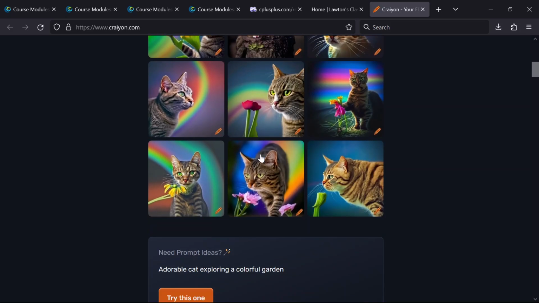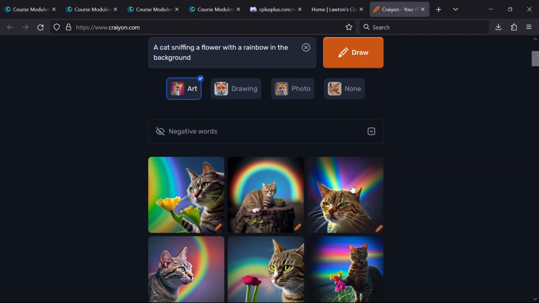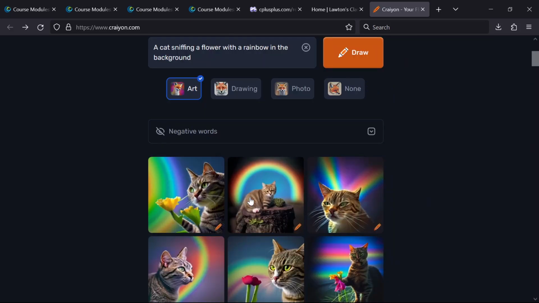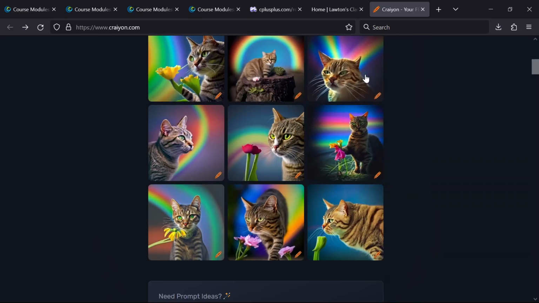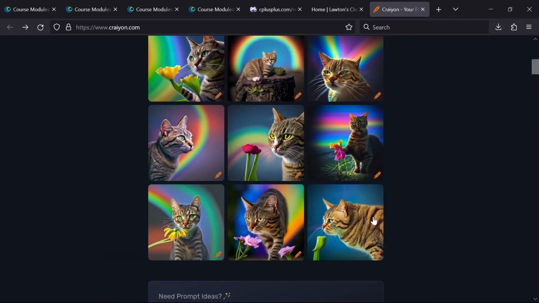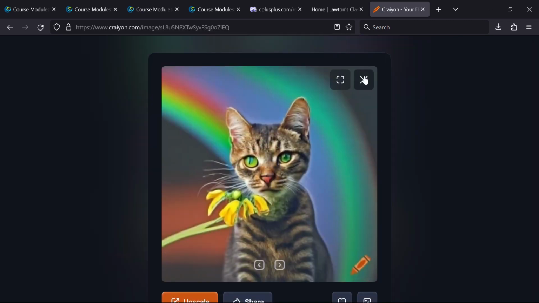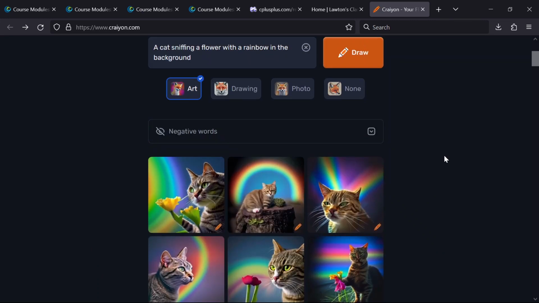Somehow this neural network is able to figure out that, okay, this is what it means to be a rainbow. This is what it means to be in the background. This is what it means to be a flower. This is what it means to sniff. Some of these are really good. It was kind of funny. That's not so much a flower, but it's trying really hard. And sometimes the cats look a little weird, but that's a good starting point, I think.